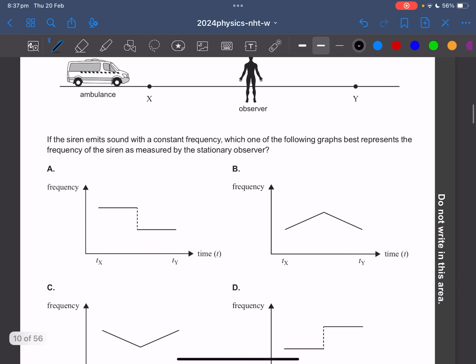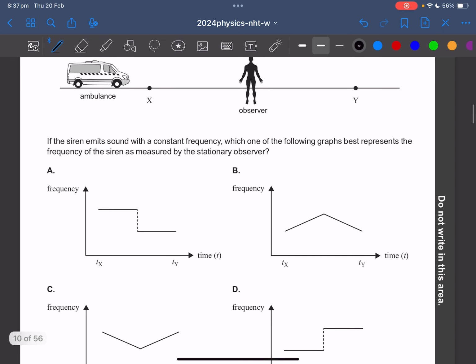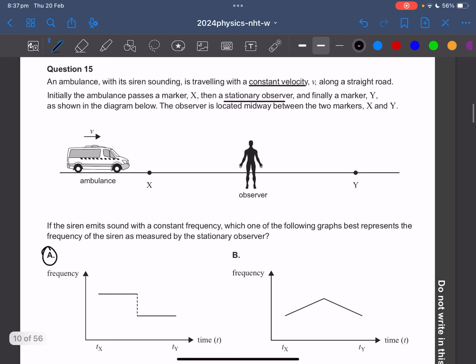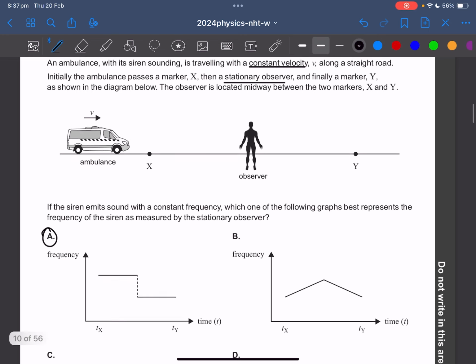Okay, so if it's constant frequency, then I think A would be the best choice here. Because as the ambulance is coming closer to the stationary observer, the frequency will be higher, and then as it's going away from the observer, the frequency will drop. And since the velocity is constant, frequency is constant, it's going to be option A for this one. Okay? All right.